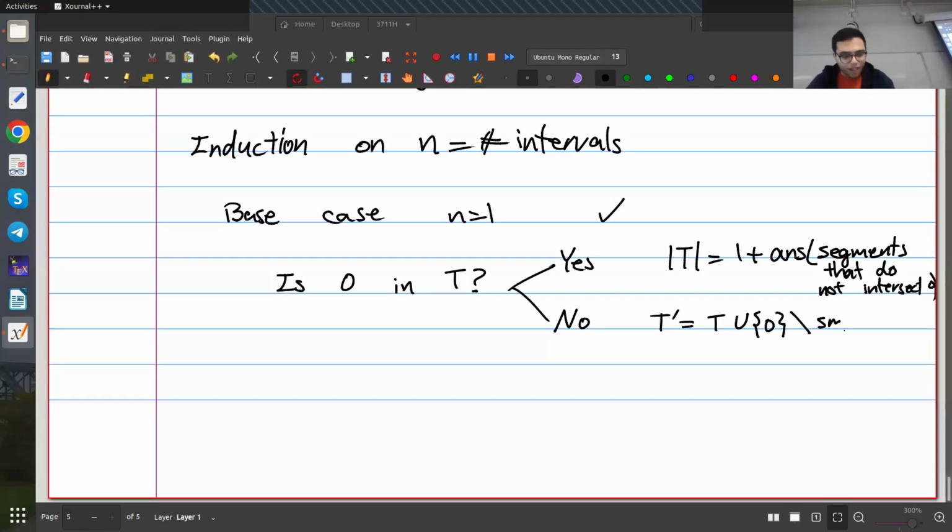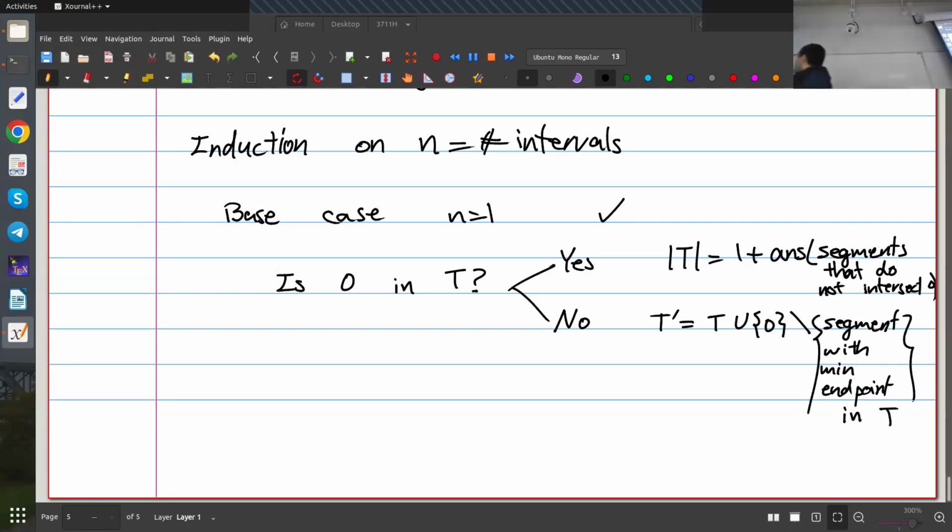So smallest element, or I called it segment, right? Segment with minimum endpoint in T. And so I'm just adding one interval and removing one interval, so the size is not changing. So if T was optimal, T prime is also optimal. But now for T prime, I can apply the previous case because T prime takes 0. So this shows that my algorithm is also optimal. Okay.